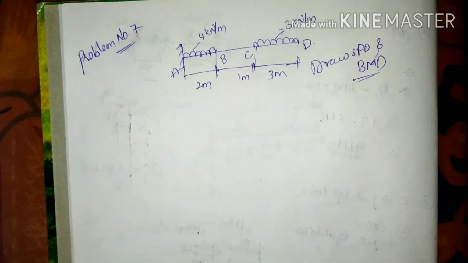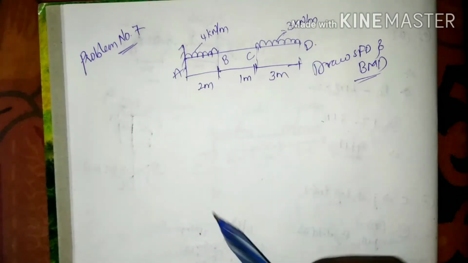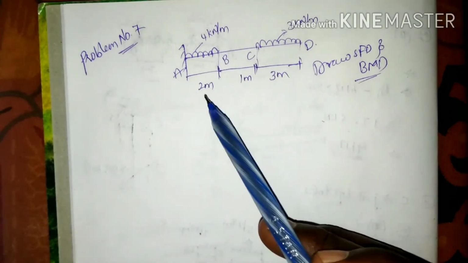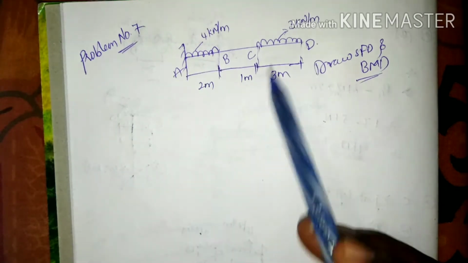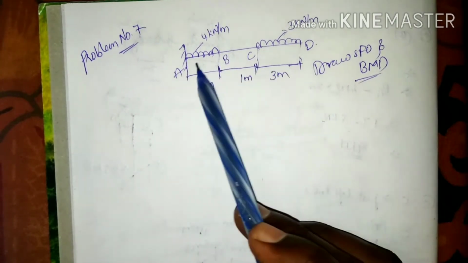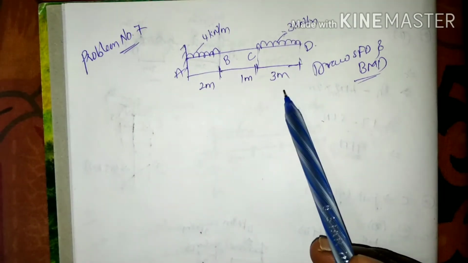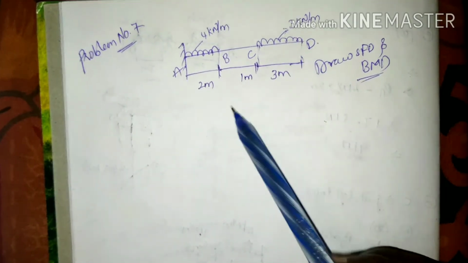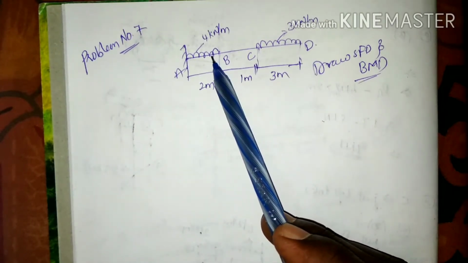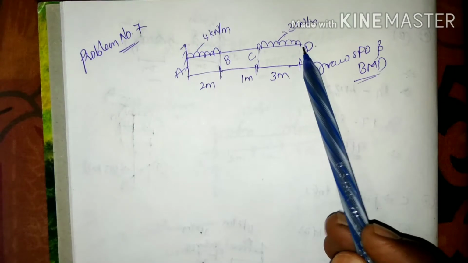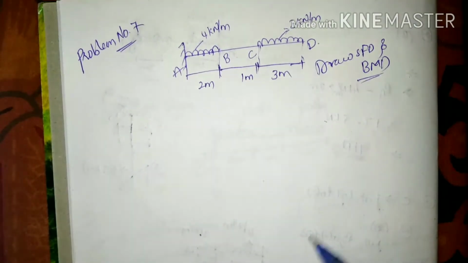Hi viewers, today we are going to see problem number 7, a cantilever beam carrying UDL loads, one with a 2 meter span and another with a 3 meter span, of magnitude 4 kilonewton per meter and 3 kilonewton per meter. For this we are going to draw the shear force and bending moment diagrams.